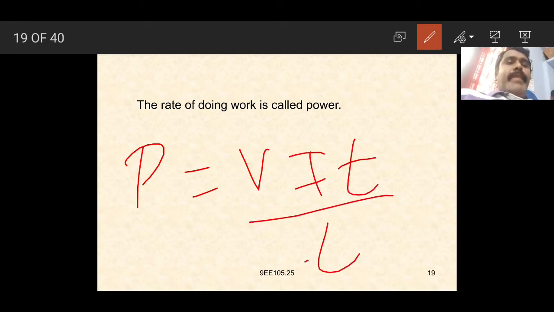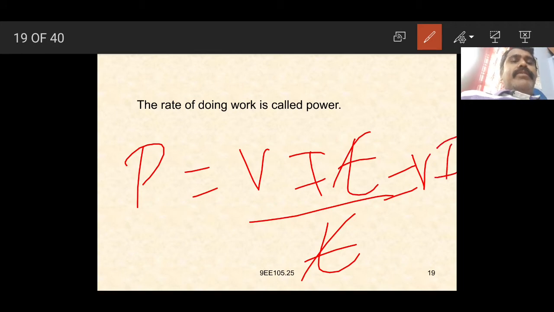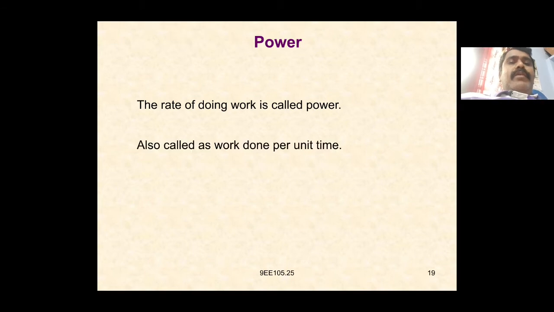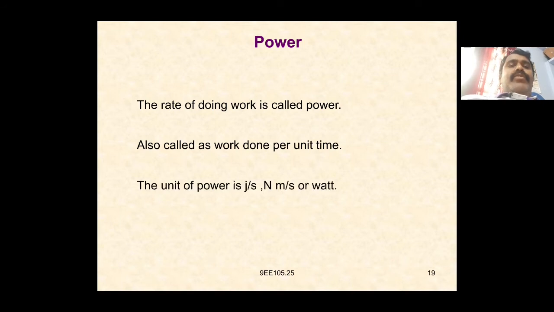T and t get cancelled, and again we get the value of the power. P is equal to V into I, measured in watts. So it is also called the work done per unit time. The unit of power is joules per second, Newton meter per second, or watt here.